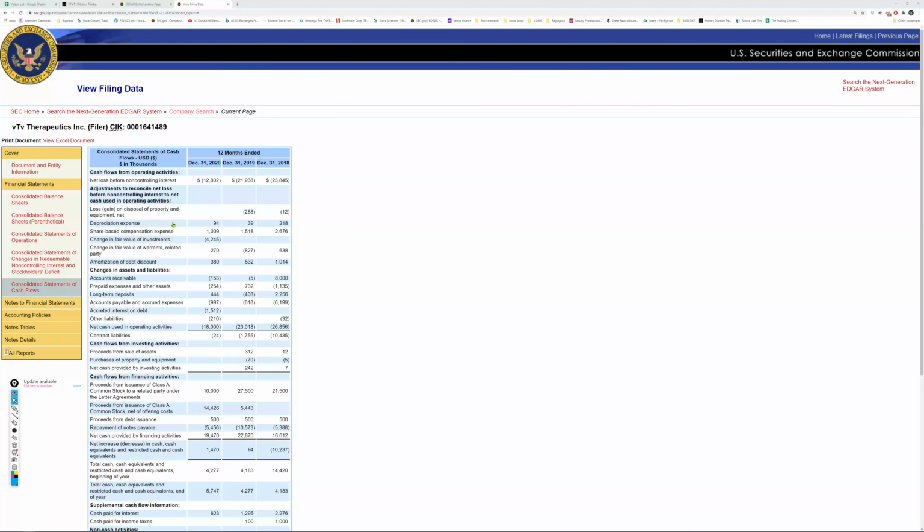Welcome to SEC Filings 302. We're going to go over cash burn rate, where and how to find it. Now, let me explain what cash burn rate is.